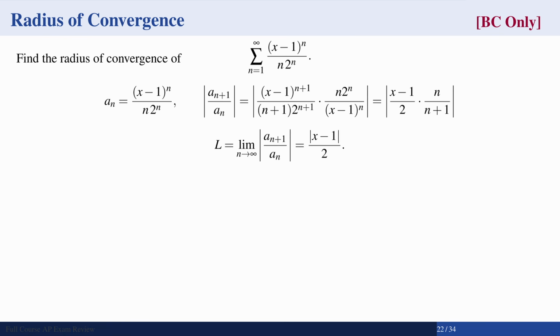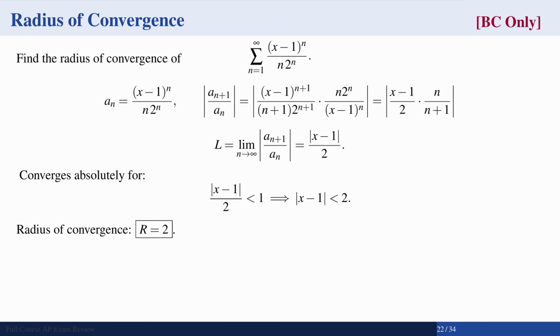Now we have to take the limit to infinity. The x always stays in absolute value. If there's a center, it'll ultimately end up as the absolute value of x minus a. So we have the absolute value of x minus 1 over 2. That's our limit. So we automatically know that this thing converges for L less than 1. So the absolute value of x minus 1 over 2 is less than 1, which means the absolute value of x minus 1 is less than 2. As soon as you isolate the absolute value of x minus the center, the thing on the other side is the radius. So here the radius is just 2.